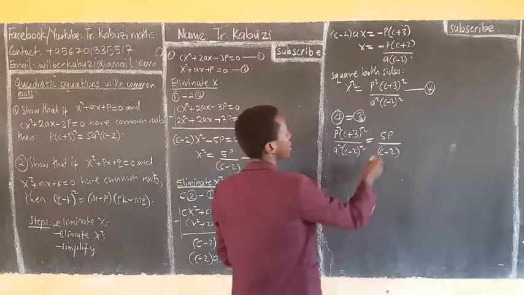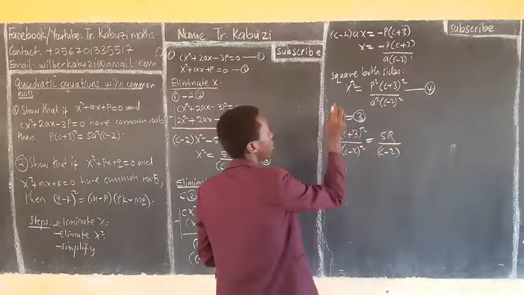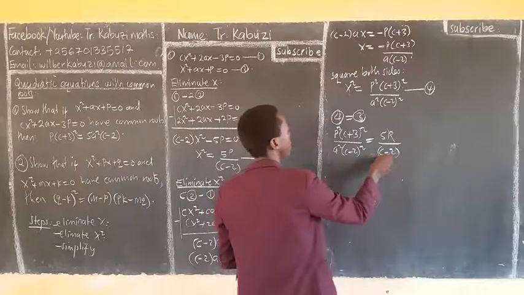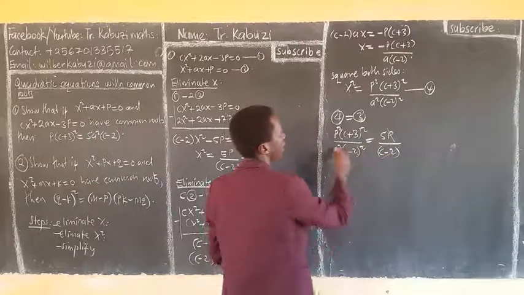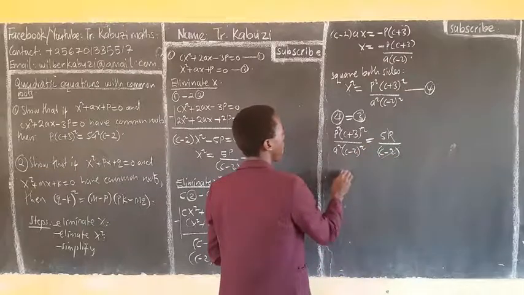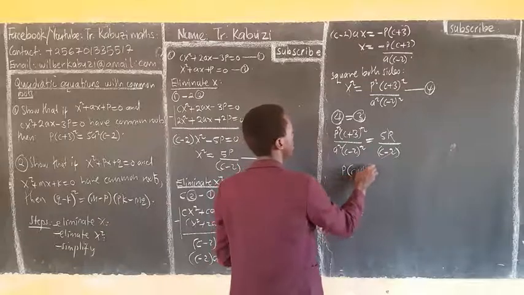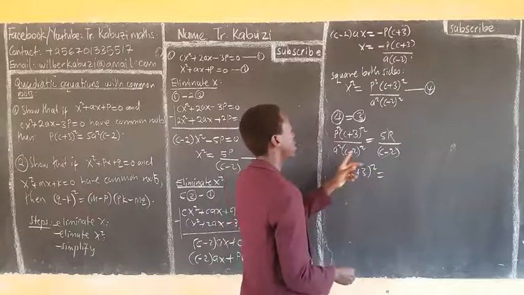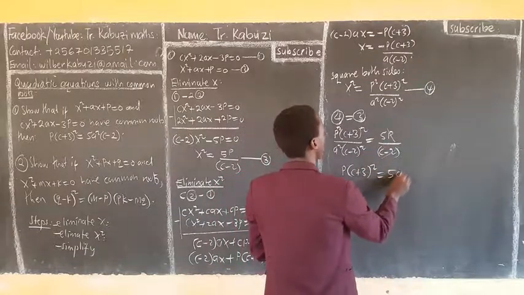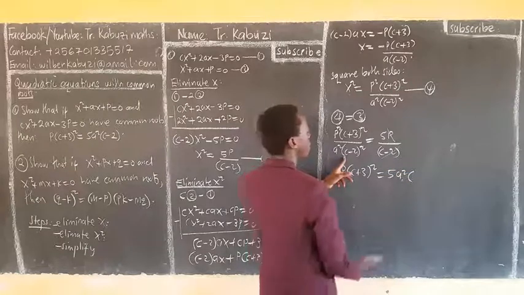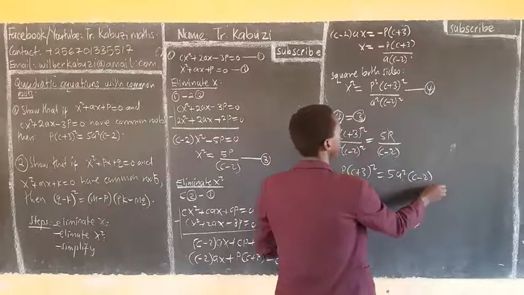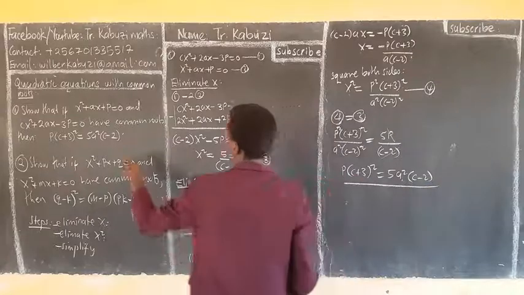Now, from there, this one p is going to go with one of the p's. This bracket is going to go with that one. If I cross multiply, I have p into this equal to 5 x squared into c minus 2. And I think that's the proof they want us to show.